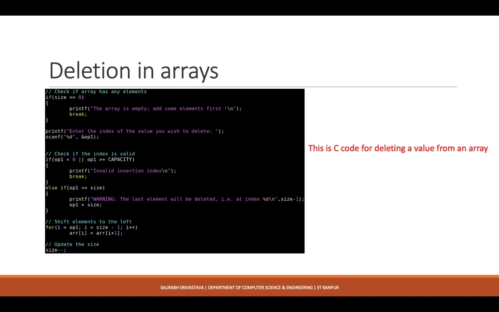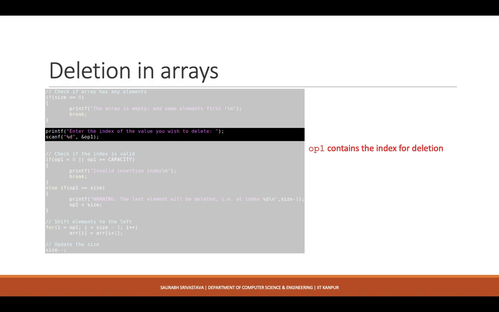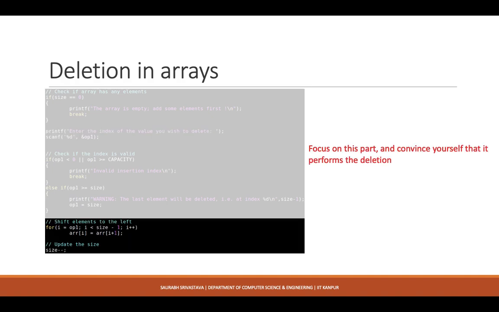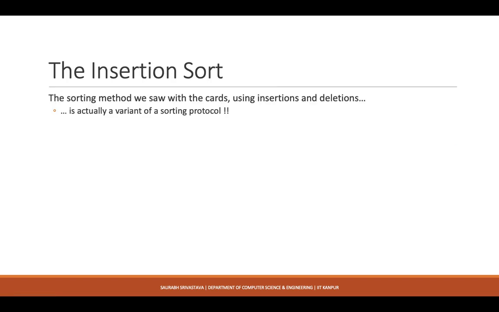Now what you can see here is that deletion only needs one operand, right? I just need the index. In insertion I needed two operands, the index as well as the value to insert. Deletion just needs one operand, and you simply say this is the index at which the value must be deleted, and this is the corresponding code which deletes the element. Again, it's your responsibility to read and understand how this works.